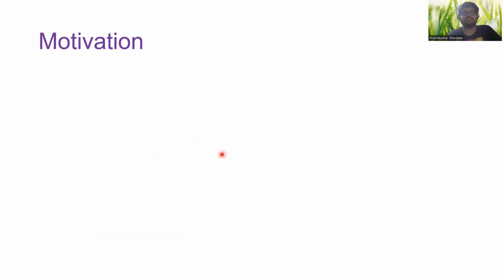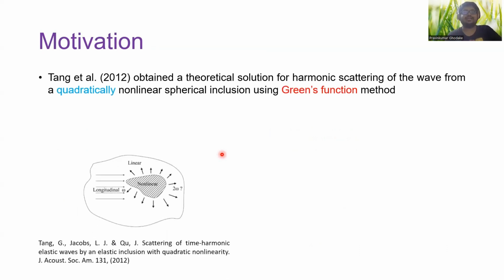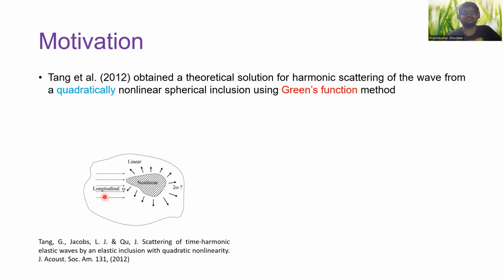So our today's motivation is to understand the harmonic scattering of these nonlinear ultrasonic waves. So Tang et al. discussed the harmonic scattering of a longitudinal monochromatic wave from the nonlinear inclusion. Here they consider a quadratically nonlinear inclusion. Please note that the linear impedance between the nonlinear inclusion and the linear material or matrix are the same. So there won't be scattering due to the impedance mismatch. The scattering will be only due to the nonlinear inclusion. So that results in the scattering of the second harmonics only.